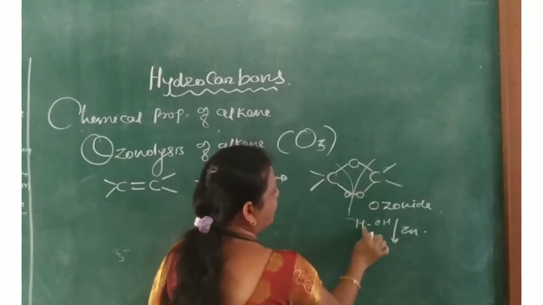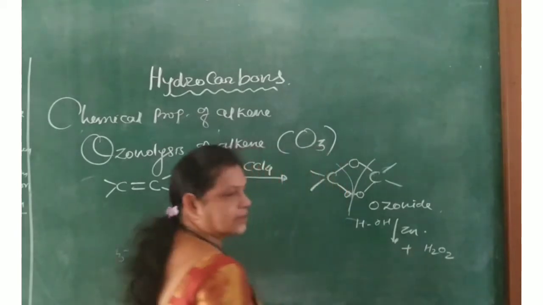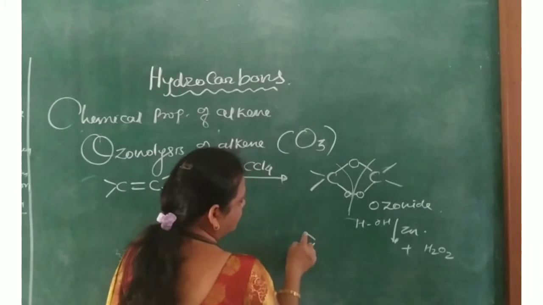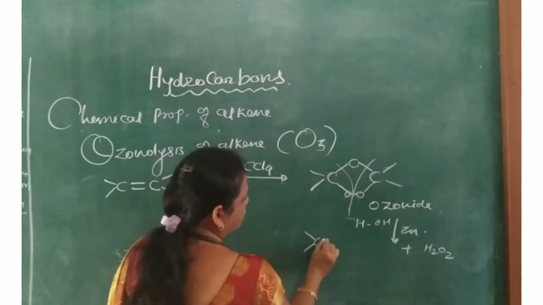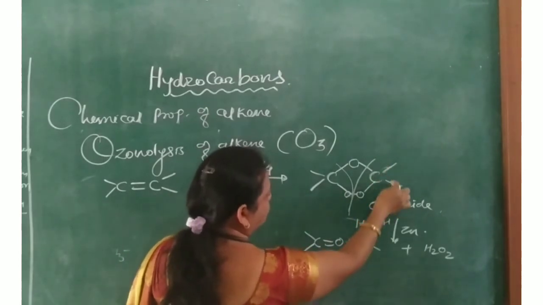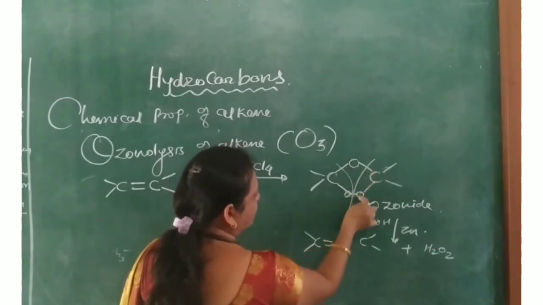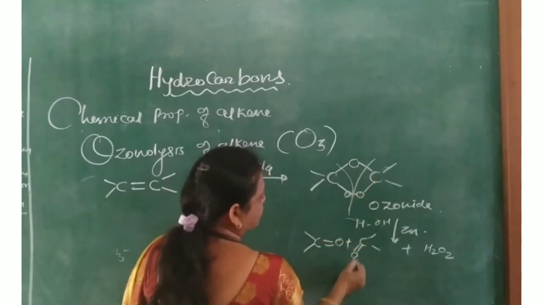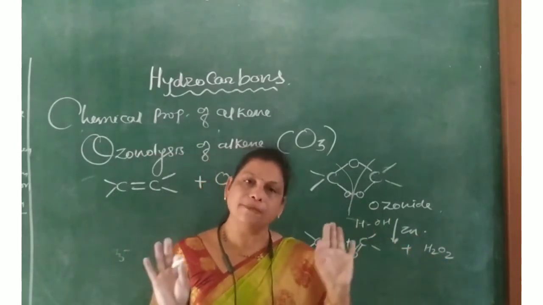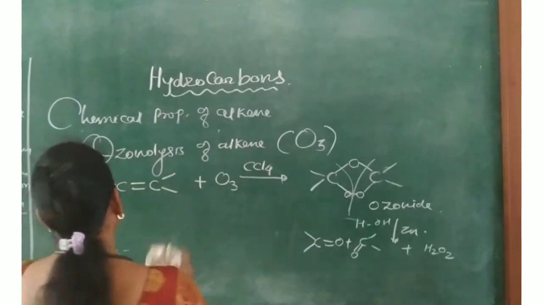Here O combines with H2O to form H2O2, and the remaining carbons, with the double bond to O, carry groups, either hydrogen atoms or alkyl groups, whatever. This means either an aldehyde or a ketone, or both aldehydes or both ketones, are obtained. For example, ozonolysis with examples.